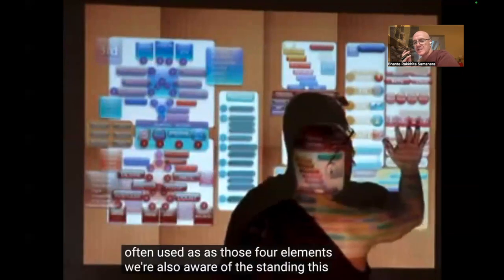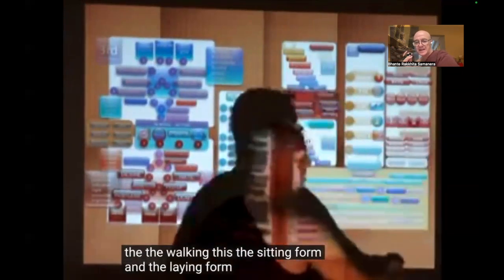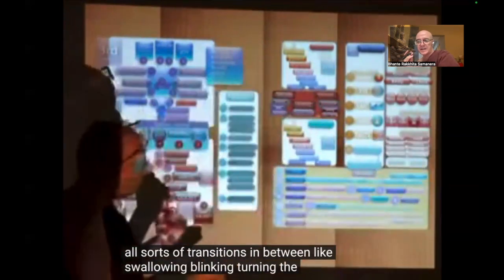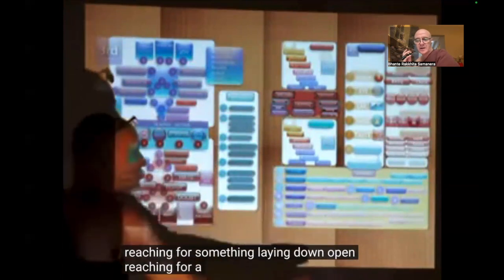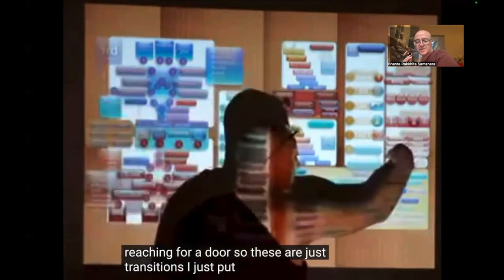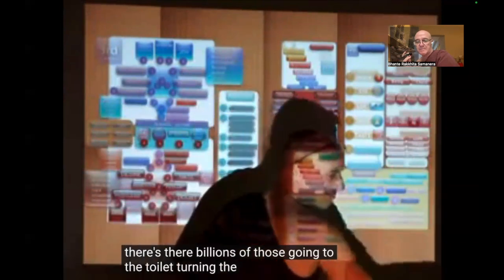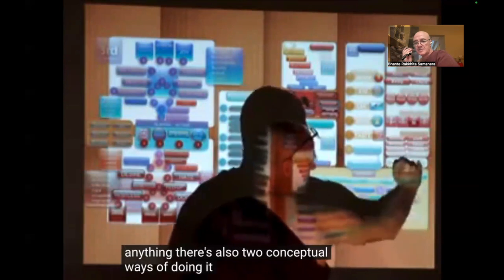We're also aware of the standing, the walking, the sitting form, and the laying form. And then there are all sorts of transitions in between, like swallowing, blinking, turning the head, reaching for something, laying down, reaching for a door. So these are just transitions. I just put a few in, but there's billions of those: going to the toilet, turning the remote control on, anything. There's also two conceptual ways of doing it.